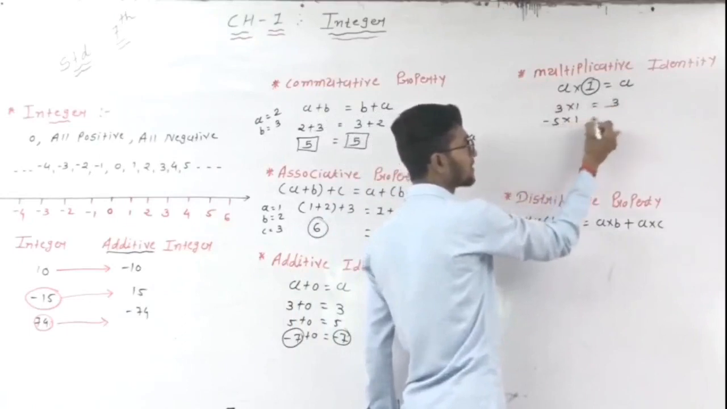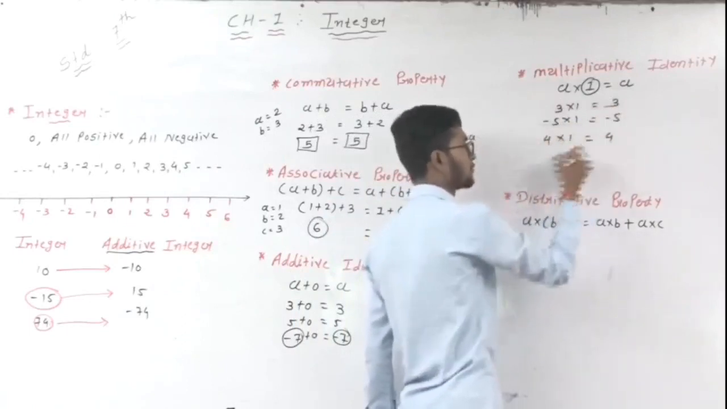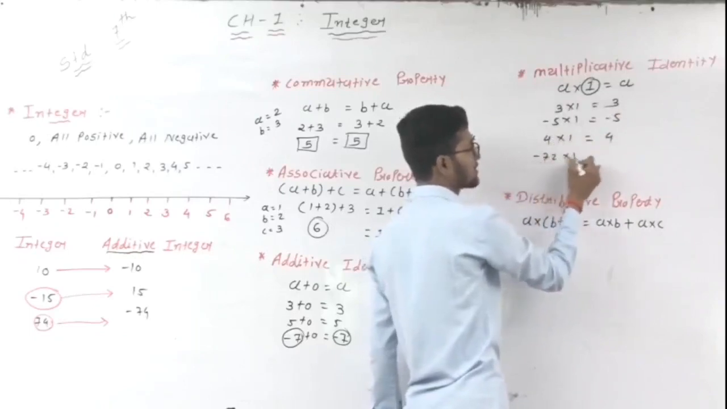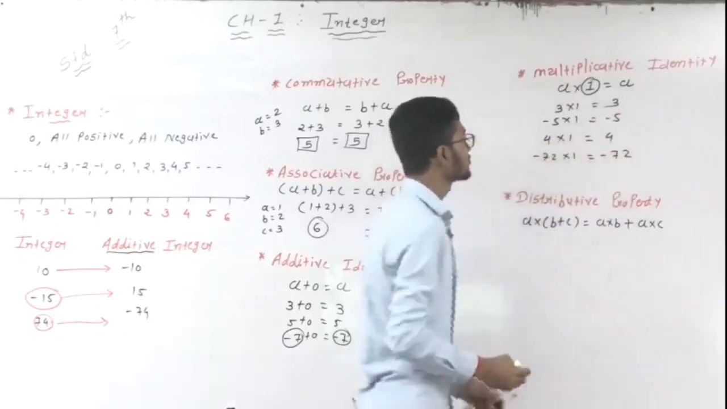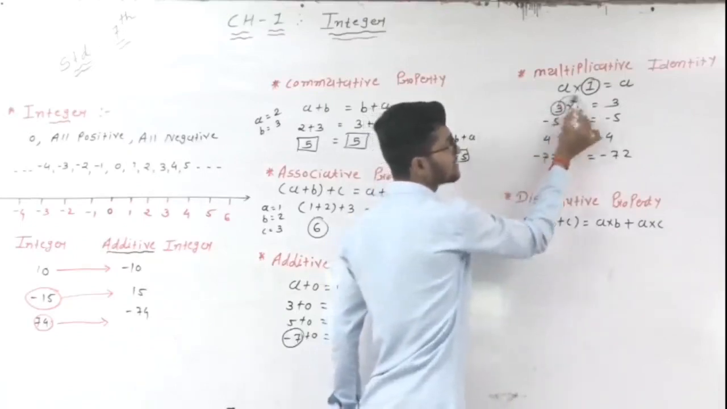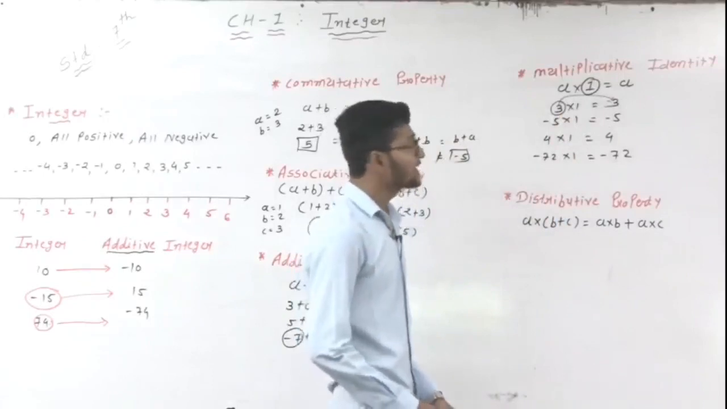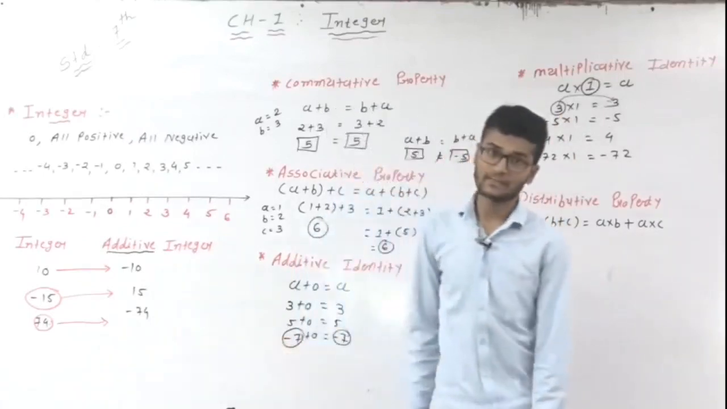Minus 5 multiplied by 1, answer is minus 5. 4 multiplied by 1, answer is 4. Minus 72 multiplied by 1, answer is minus 72. So dear student, here any number, it means 3 multiplied by 1, answer is same, yani ki minus 3. So 1 is the multiplicative identity and 0 is the additive identity.